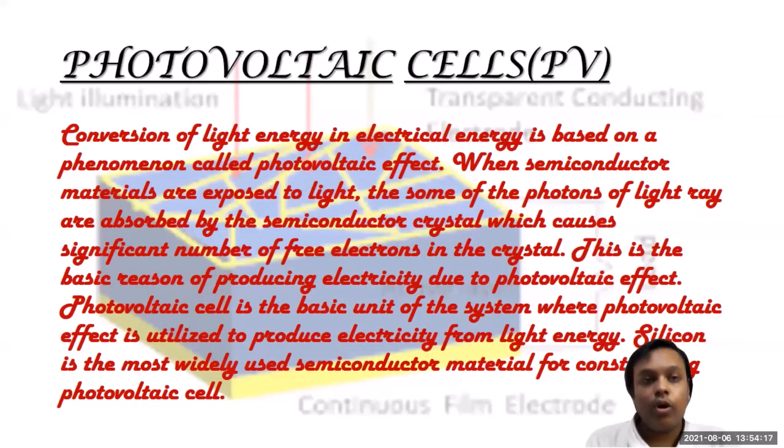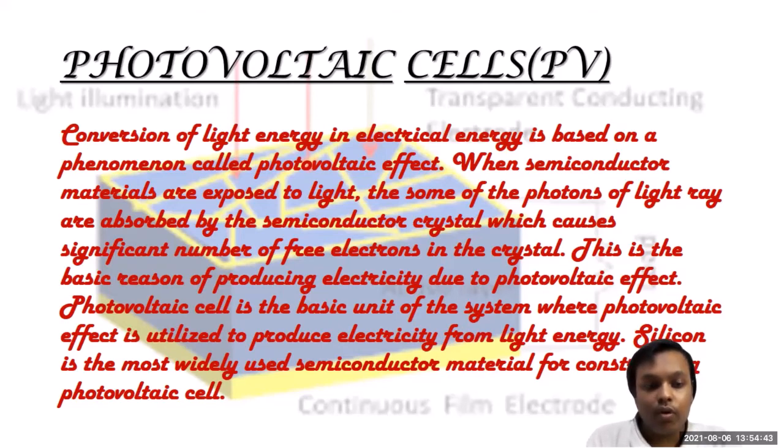Photovoltaic cells are based on the same principle and hence convert light energy into electrical energy. When the semiconductors used are exposed to light, photons are absorbed, which excites electrons in the crystal. This is the basic reason for the production of electricity from the photovoltaic effect. Silicon is most widely used in these cells.